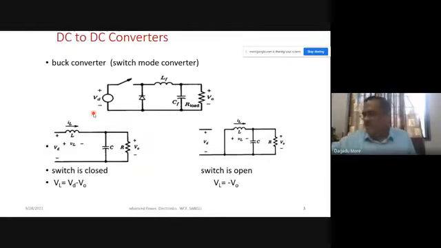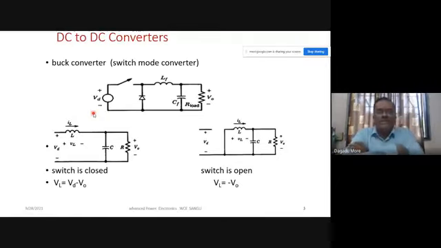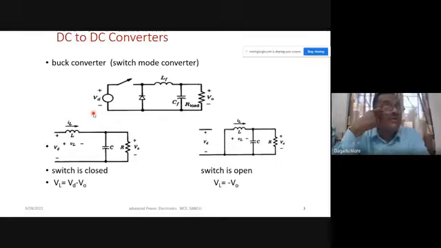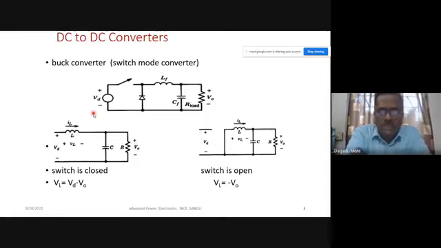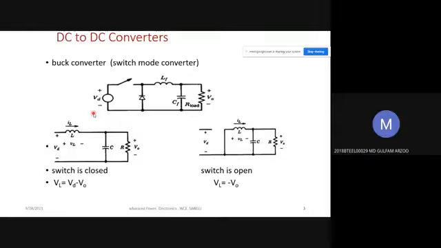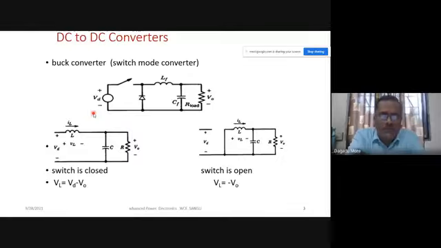What is the basic concept we can utilize to find the relationship between output voltage and input voltage in a DC to DC buck converter, boost converter, buck-boost converter, Cuk converter, whatever these DC to DC single quadrant converters may be? How do we find the relationship between input voltage and output voltage? Voltage balance.